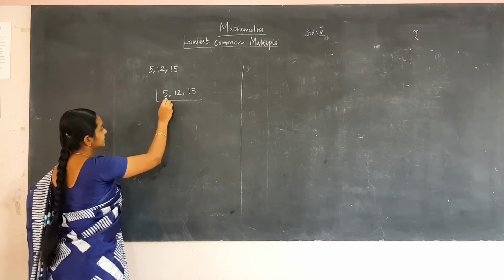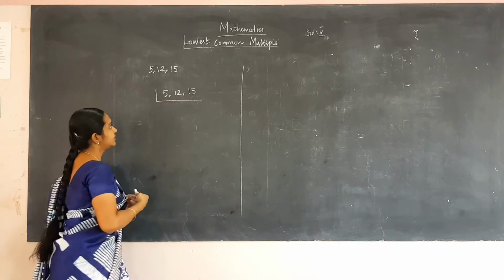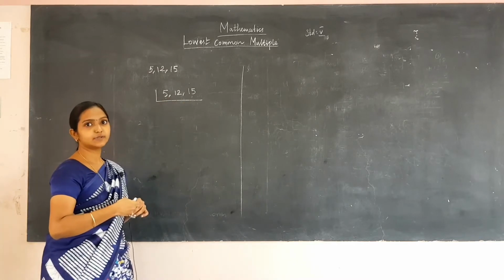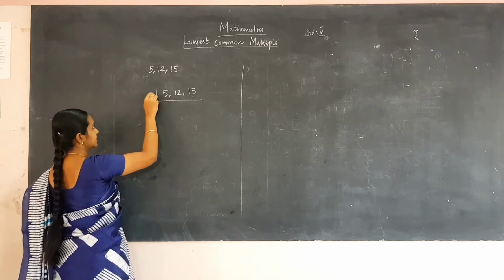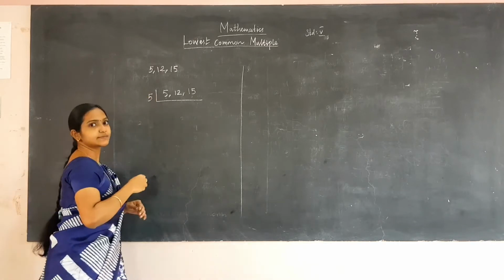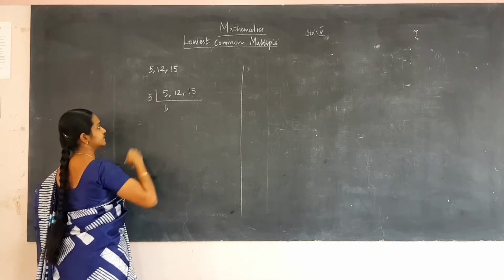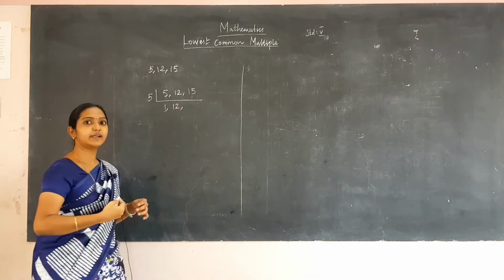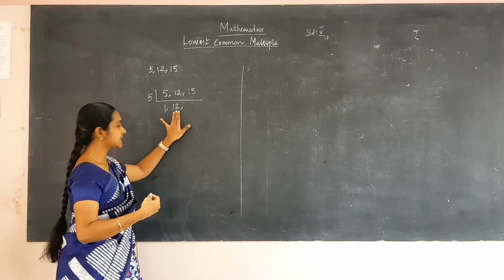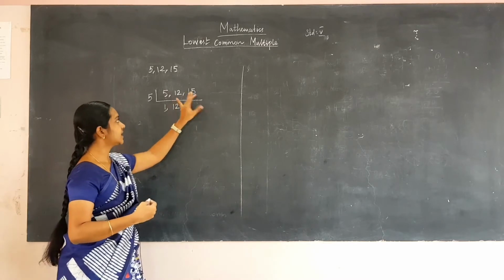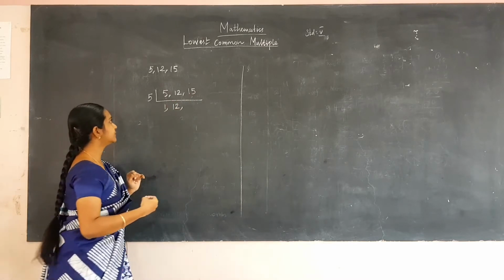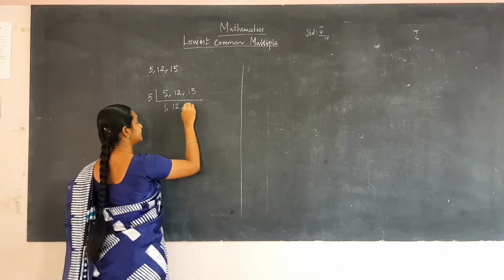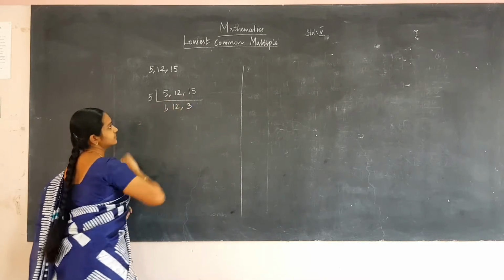You can see that the numbers 5 and 15 have a common factor 5. So, let us divide with 5 first. 1 5 is 5. The number 12 cannot be divided by 5, so let us keep that as it is. We can divide 15 by 5, so the number will be 3. 5 3s are 15.